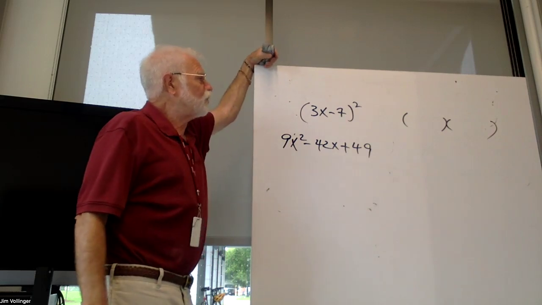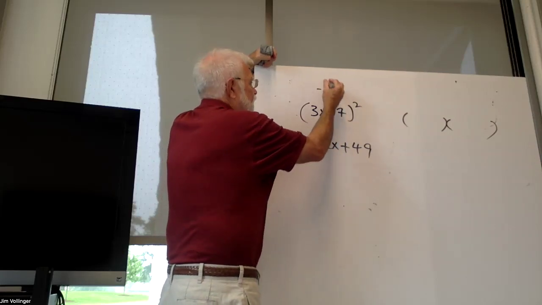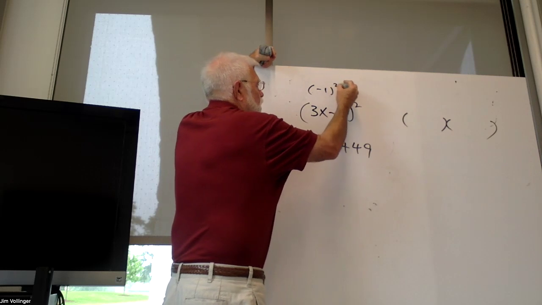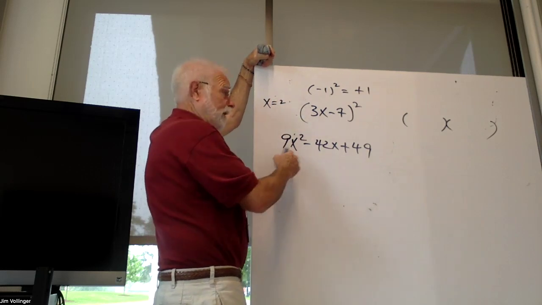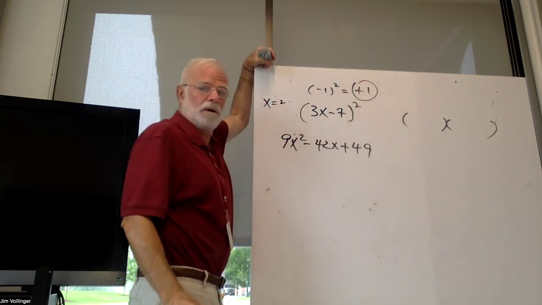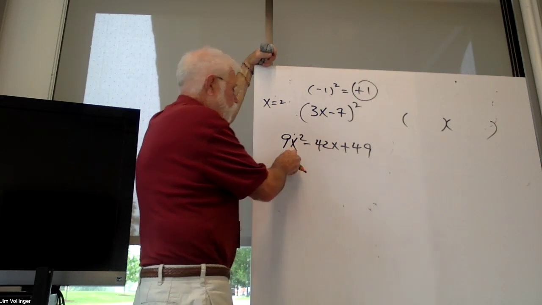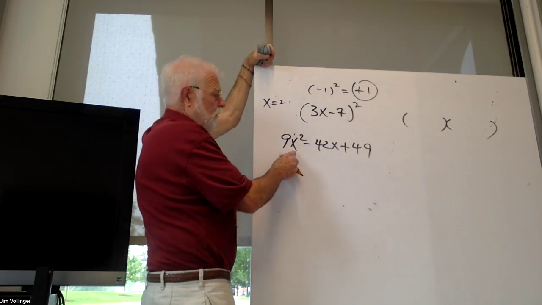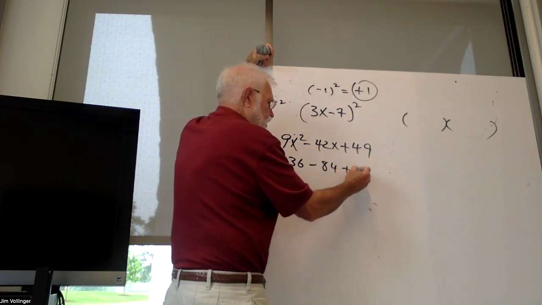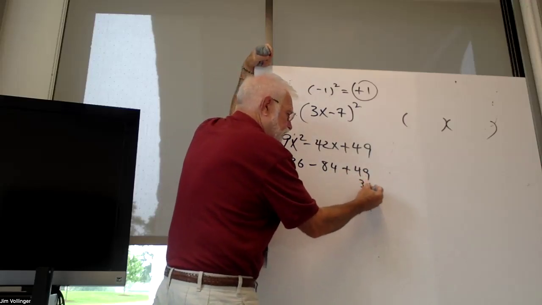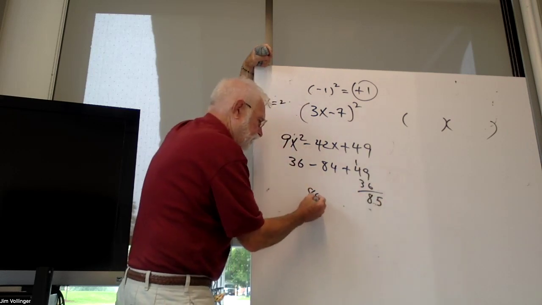Let's check that, see if it's true. Let's put a 2 in here. 2 times 3 is 6. 6 minus 7 is negative 1. Negative 1 squared is positive 1 if I let x equal 2. If I put a 2 in here and it doesn't come out as positive 1, then hey, we're done for the semester. I could have made a careless error. Right, let's put a 2 in. 2 squared, always square before you multiply. 4 times 9 is 36. 2 times negative 42 is negative 84. And 49. Let me add 36 and 49. There's a 5, there's a 1, there's an 8. What is 85 minus 84?